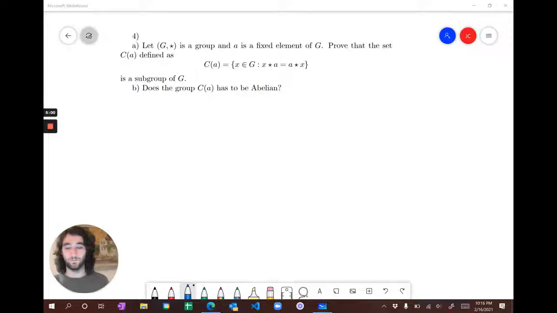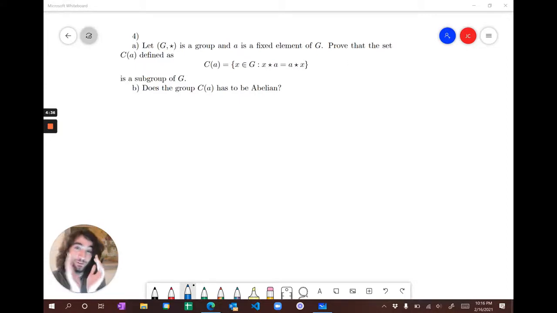Okay, number 4. So this one is about the centralizer of an element A, right? So let's say you have a group and a certain element A. If your group is not abelian, then it's not the case that everybody commutes with everybody, and it's not the case that everybody commutes with A. But some elements commute with A.